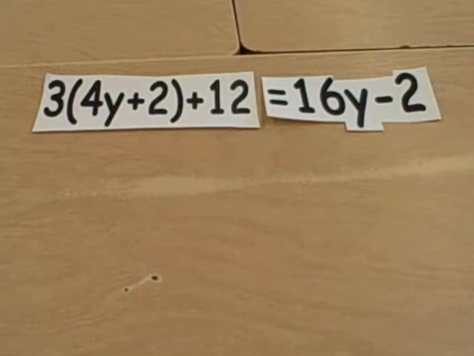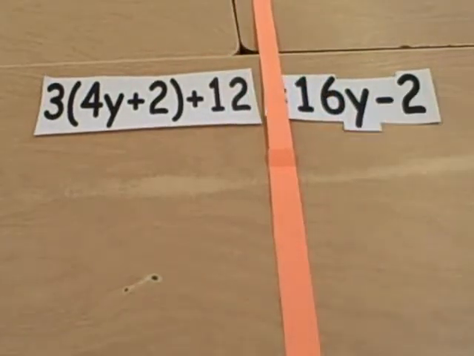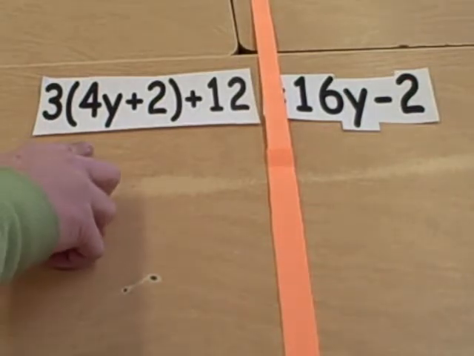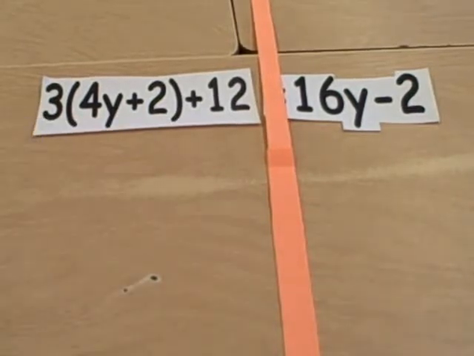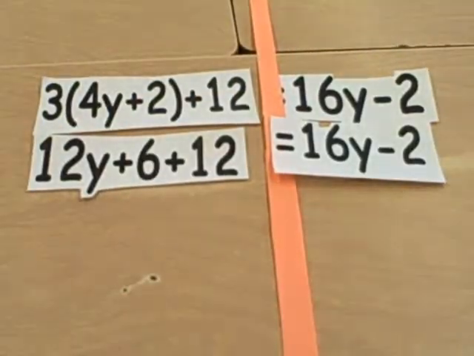The first thing you have to do is establish two sides of your equation. You draw a line through your equation, right through the equal sign, to show this. The next thing you have to do is distribute on both sides of the equation. To distribute, you multiply this number by that number and that number by that number, and you end up with something like this. And so the plus 12 and the 16y minus 2 don't change.